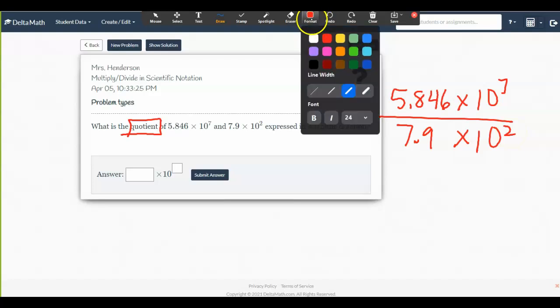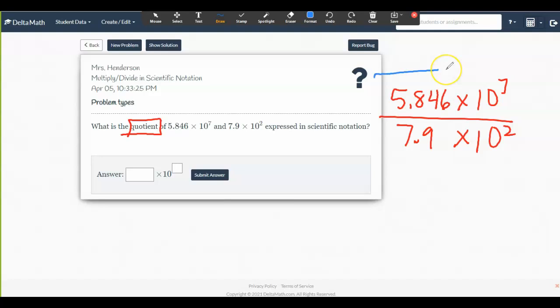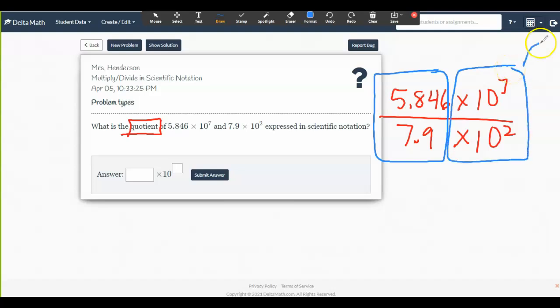So here's the hard part, but it's really actually simple. You're going to split this problem into two. The coefficients is one problem, and the powers of 10 is another problem. Now we studied this earlier this year. When you divide powers of 10, the base stays the same, the 10 stays the same, but you subtract the powers. 7 minus 2 is 5. That's it.